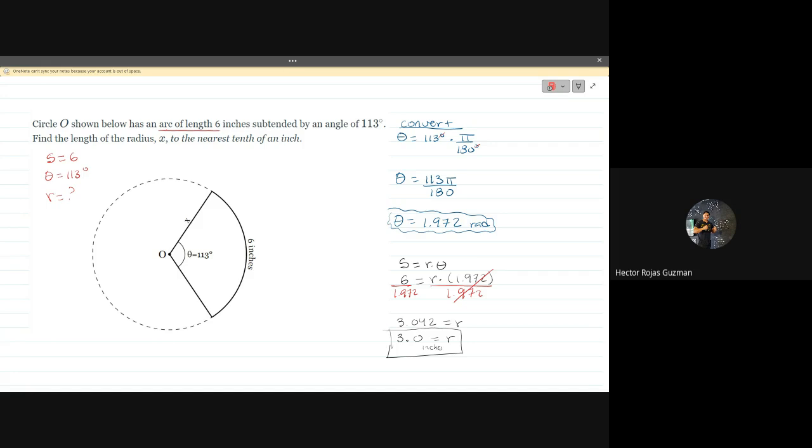We didn't get an area problem in these examples, but it's a very similar procedure. We just have to use a different formula, which hopefully you guys remember. It's A equals 1/2 r squared theta, but theta has to be in radians as well.